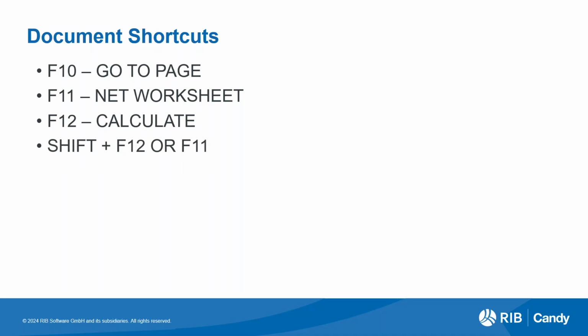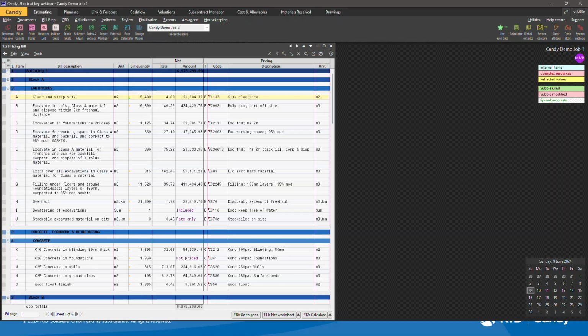Then we have Shift F12 or Shift F11. What that does is, if you have a look at the bottom of these two buttons over here, they have arrow keys, meaning that there's additional function behind that. So if I press Shift and then F12, for example, it will open up the additional keys that are under the calculate button. So for example, calculate rates only, heading totals, and I can then select one by pressing enter.